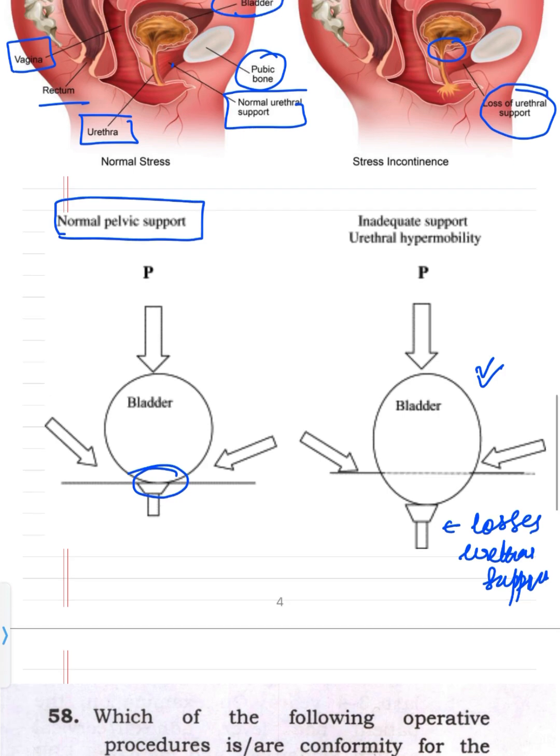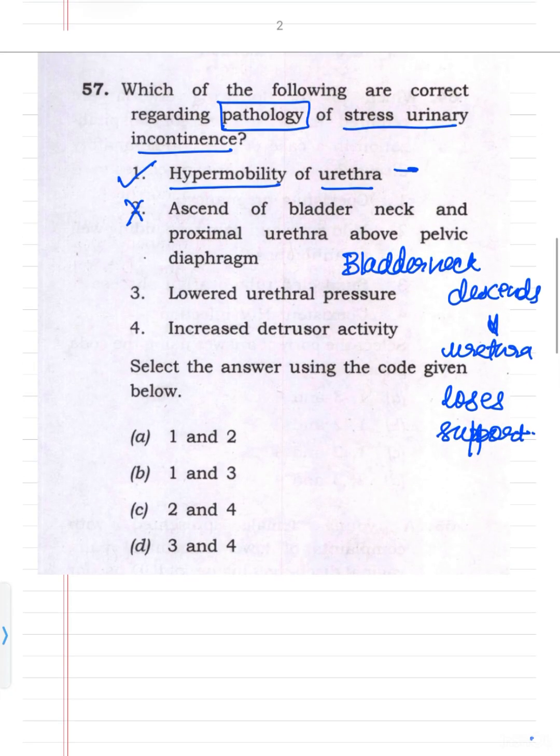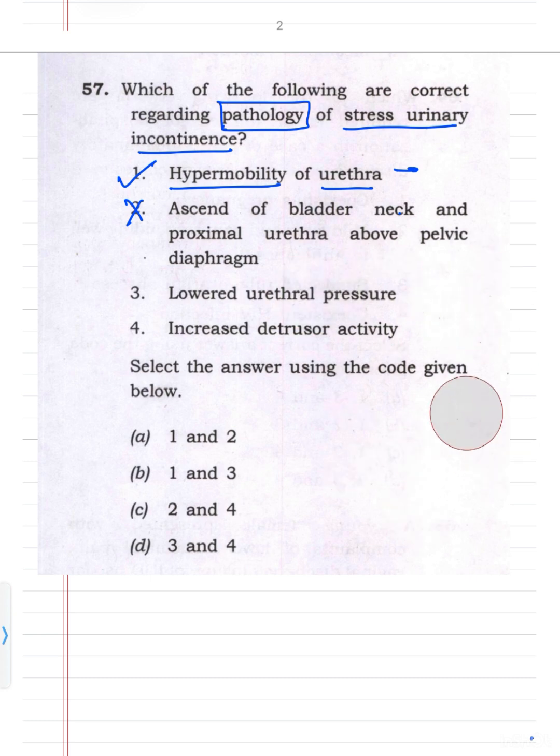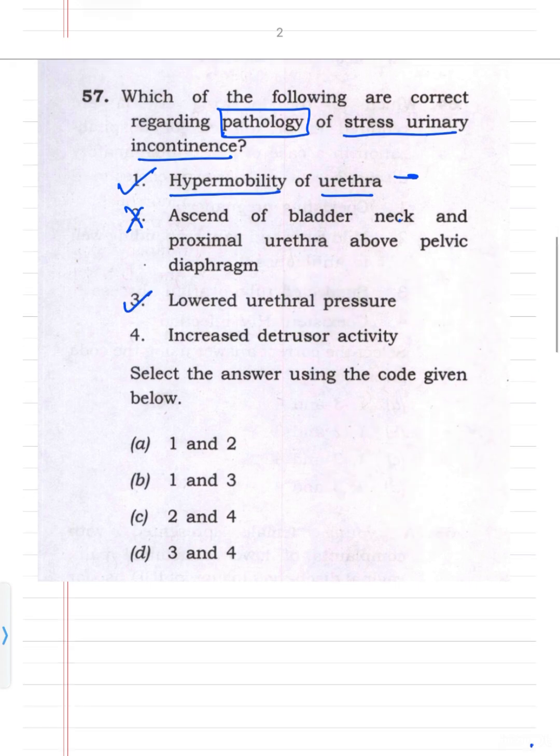So coming to our question again: there is ascent of bladder neck and proximal urethra above the pelvic diaphragm? No, it is descent of the bladder neck and proximal urethra below the pelvic diaphragm. So second is wrong. Now third is there is lower urethral pressure. Yes, this is correct. Because there is now deficiency of the internal sphincter, there can be low urethral closing pressure and there will be sphincter stress incontinence.